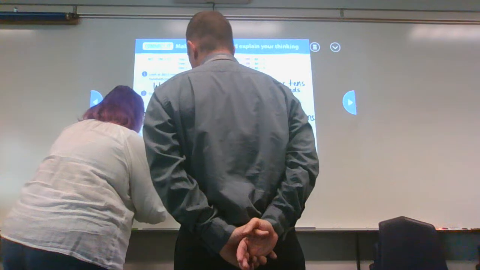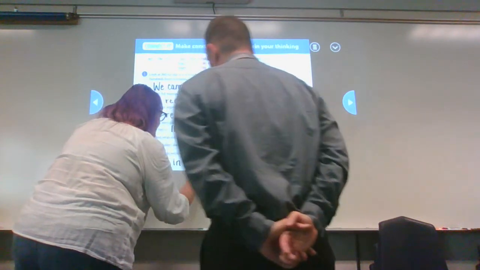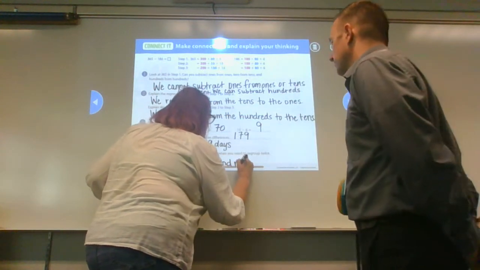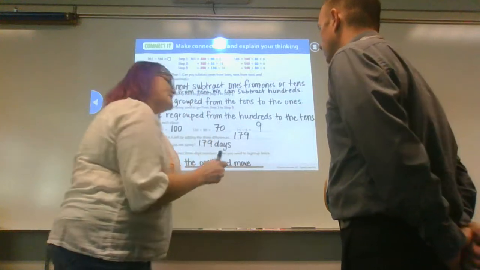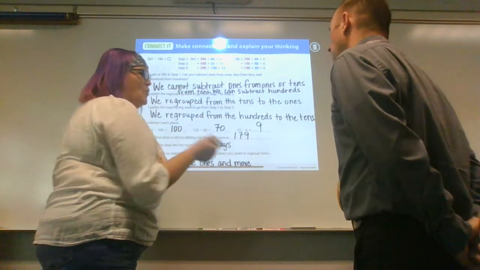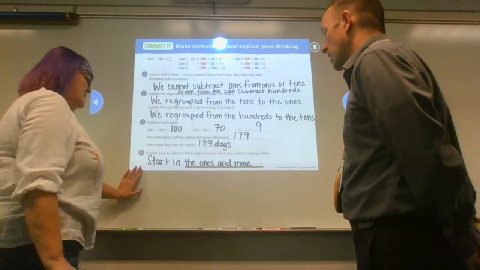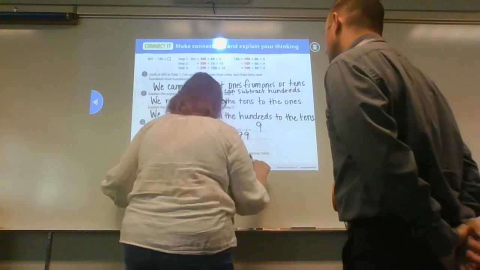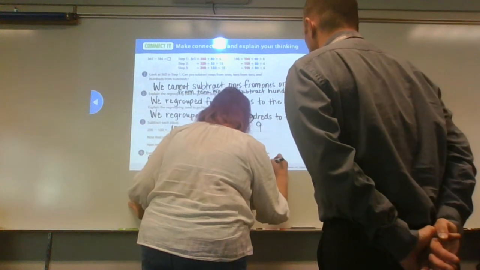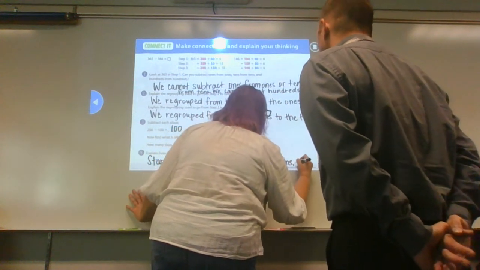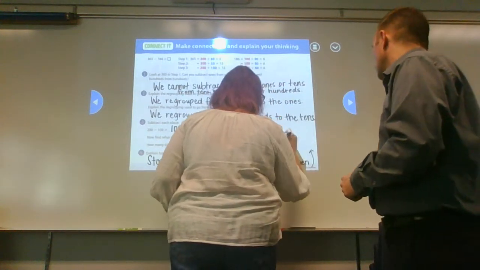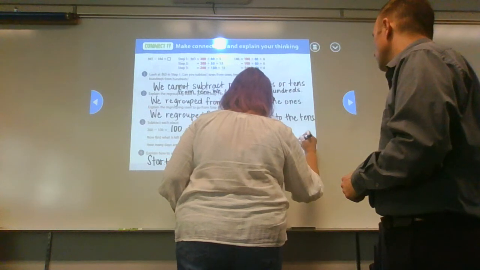Start in the ones and move. Should we just say move to each place value? Well, yeah, move, because there's not any place values to the other side right now. Well, I would say start in the ones, and if you don't have enough ones to subtract, then move to the next place value. Well, it says regroup twice. Okay, perfect. Let's just say move to the 10s, then to the 100s. Miss Jetson is so smart. Oh my gosh, I'm going to do an arrow. I ran out of room.